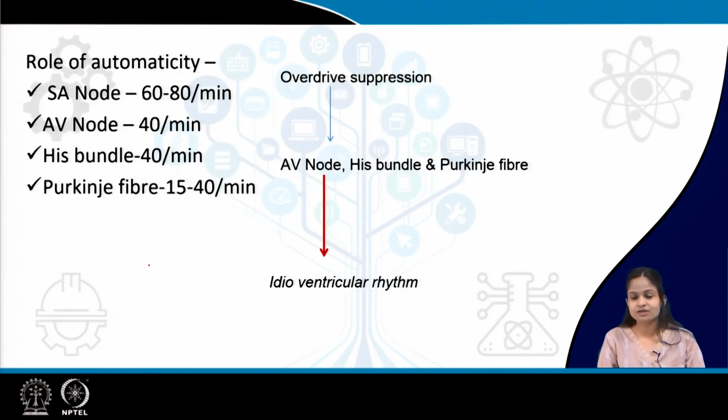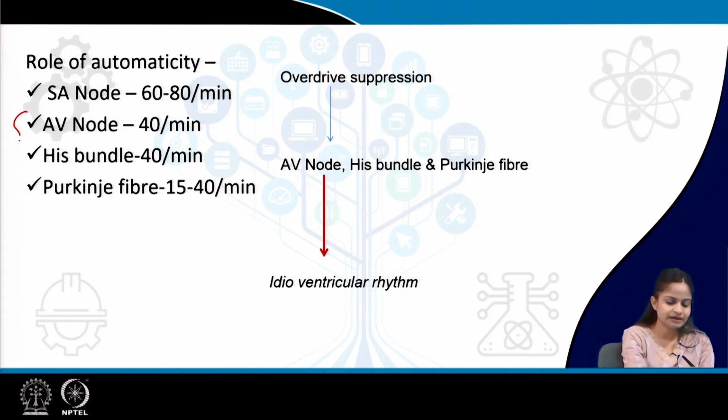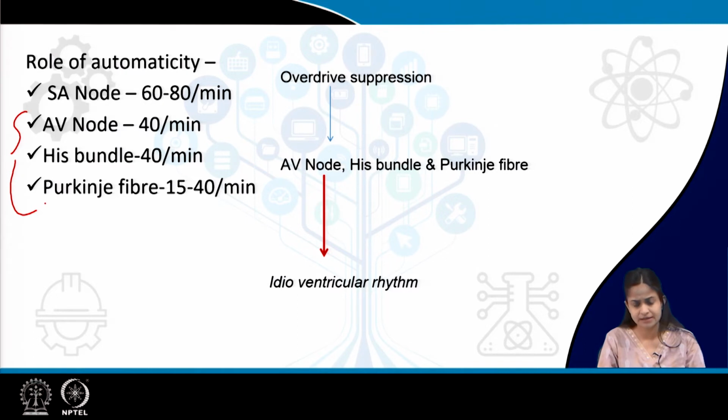Now, coming to the rate of automaticity. This rate of automaticity is very important because the SA node is the primary or main pacemaker in our heart, but the AV node and the bundle of His or Purkinje fibers are known as latent pacemakers.